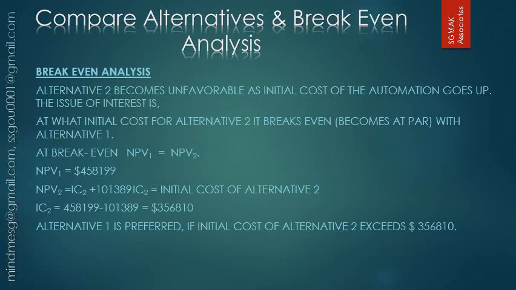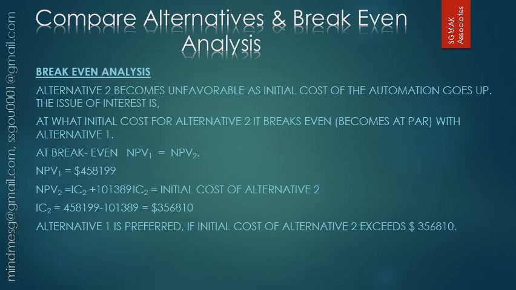As the cost goes up, until it goes up to $356,810, alternative 2 is still preferred. At that value, $356,810, you are indifferent between the two. And as the initial cost for alternative 2 goes past that, you'll prefer alternative 1 because it offers a lower initial cost.